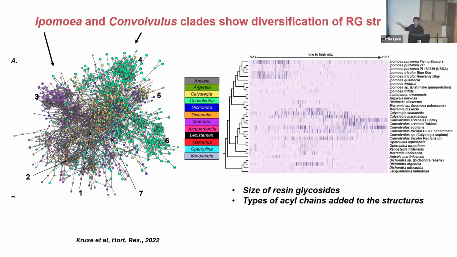Because we have the structural information, we can see what sort of pattern exists. And in Ipomoea species, we see low molecular weight resin glycosides. In Convolvulus, we see high molecular weight resin glycosides. And we also see the acyl chains that are added, they also vary. So we are trying to dig into these aspects more. And this also enabled us actually to select some species for RNA-seq because we know the tissue-specific differential patterns.